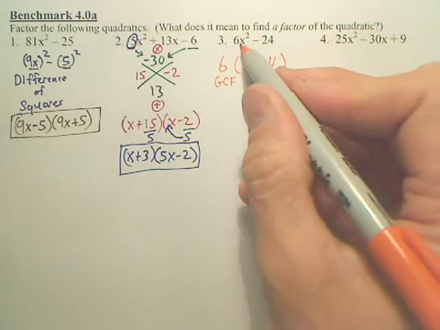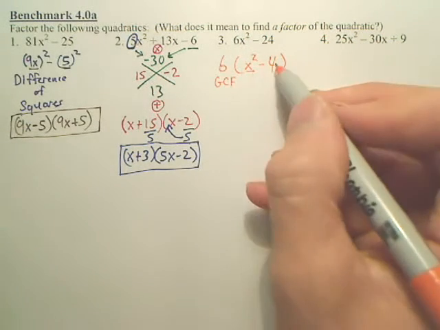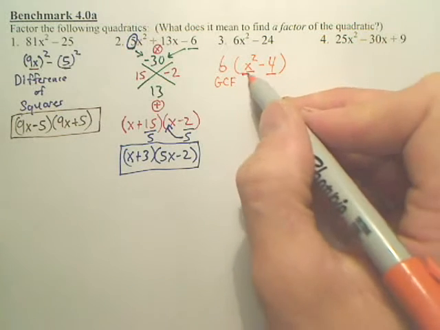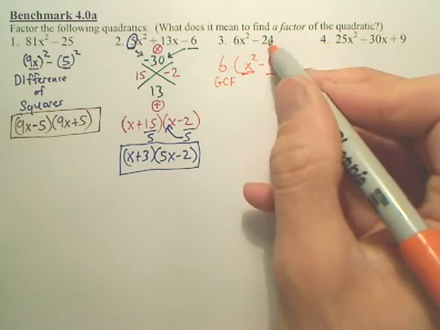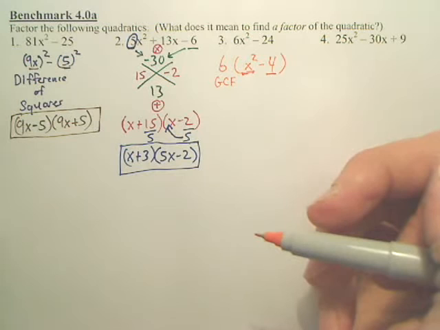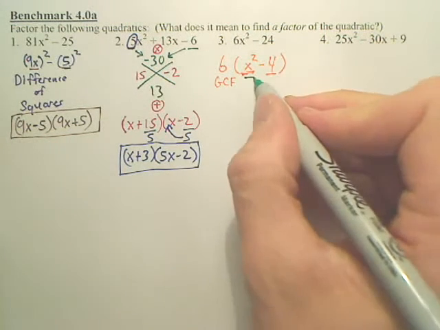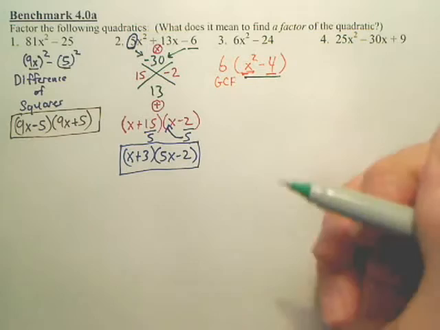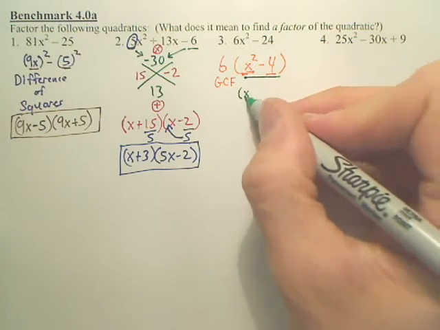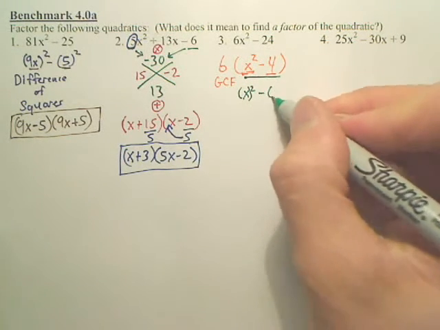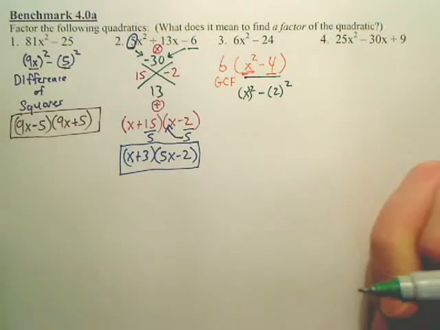Again, 6 times x squared gives you 6x squared. 6 times negative 4. 6 times negative 4 gives you negative 24. Now, is that completely factored? No, sometimes it will be. But we can now still factor this. That is a difference of squares. That is x squared minus 2 squared.